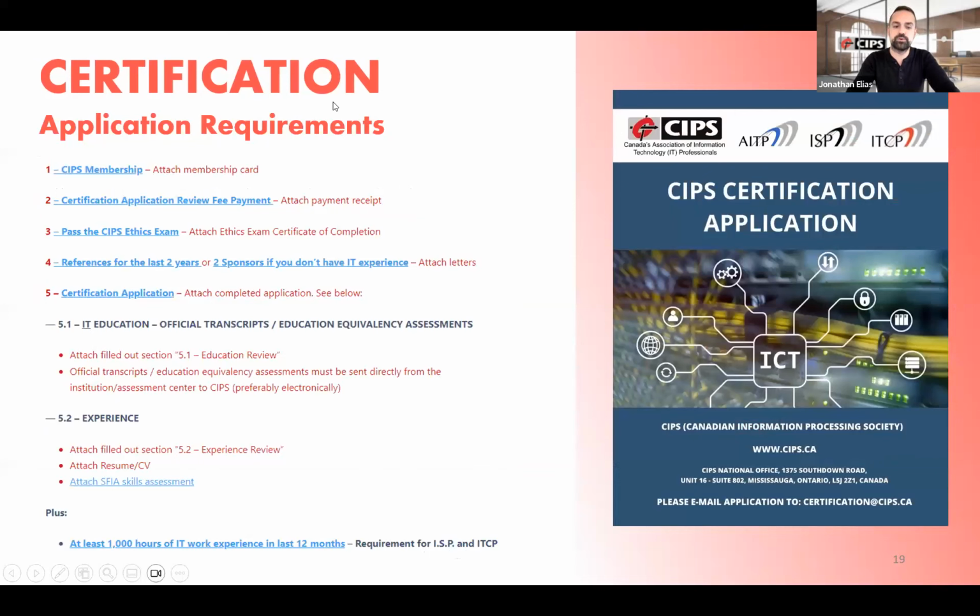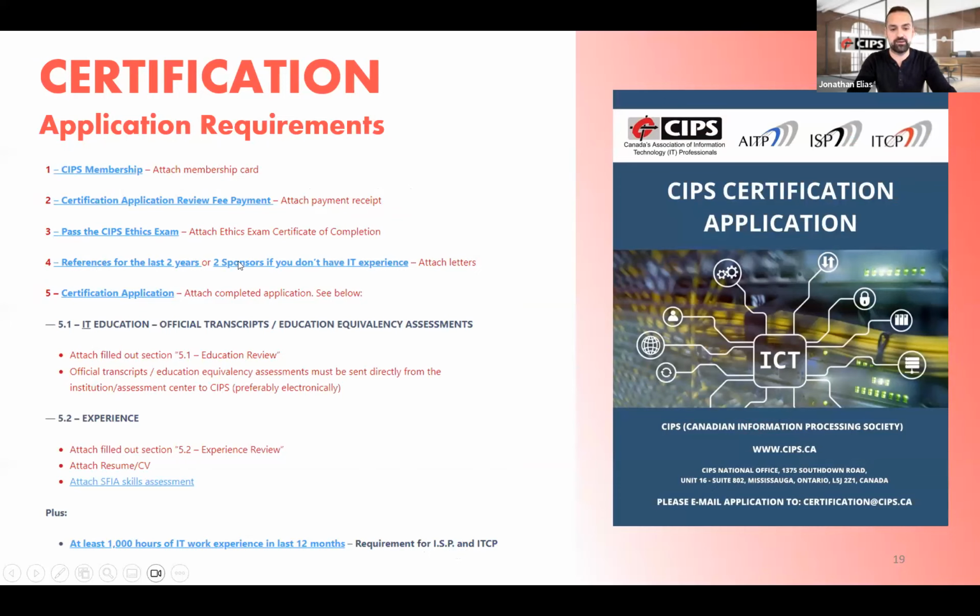These are just some brief requirements in order to apply for CIPS certification. So first, you're going to need some CIPS membership. Then you're going to pay for the application review fee. Then you'll pass that CIPS ethics exam, which is a free exam. You'll be required to provide references for the last 2 years.